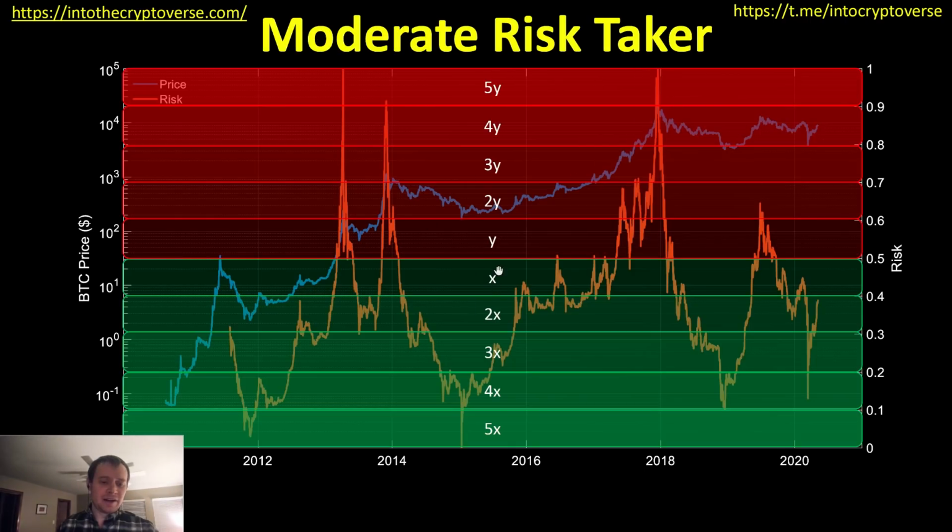And then again, we've talked about dynamically dollar cost averaging. I'm not going to go too much into this, but essentially it involves weighting your buys when the risk is lower, and weighting your sells when the risk is higher. This is the general premise of this model.